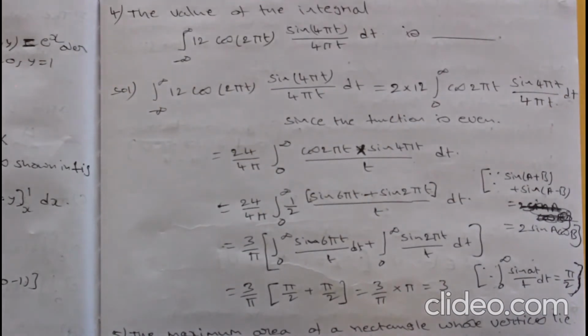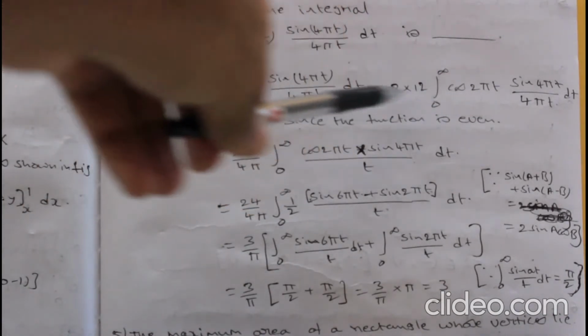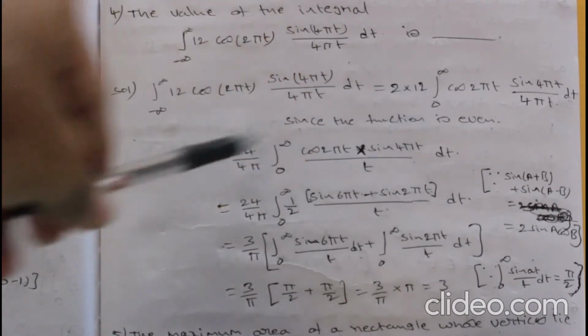Okay, this is from the property of definite integrals, friends. That's why you have to read the formulas and concepts carefully. I have mentioned this formula in my notes, complete notes on calculus for GATE exam. Since the function is even, it is reduced in this way. So that is equal to 2 into 12, 24.